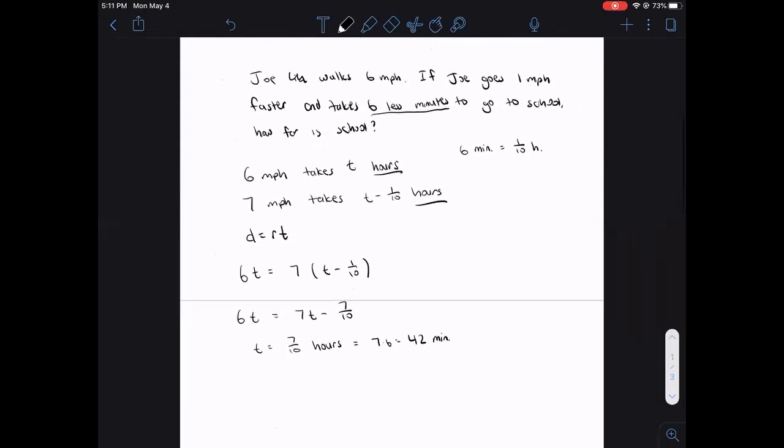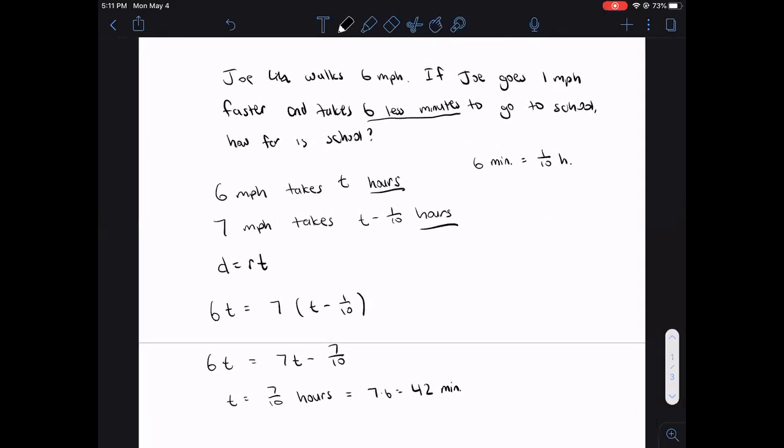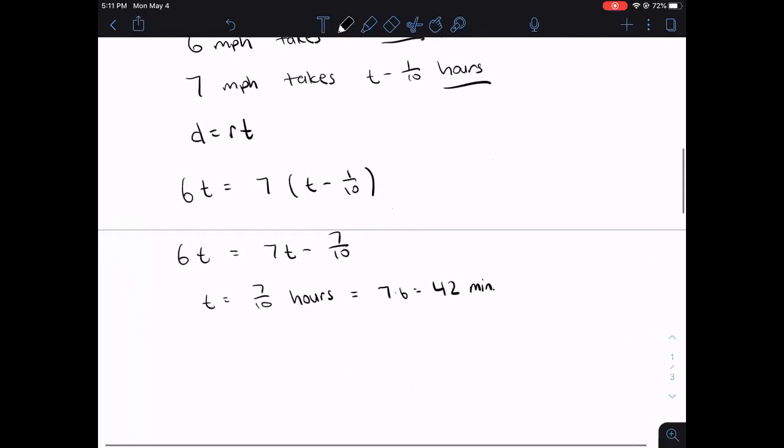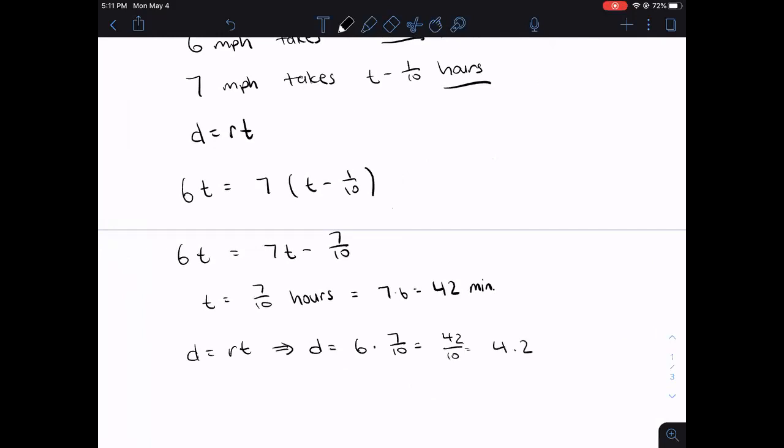So what does the question ask? How far is school? So that means when Joe walks 6 miles per hour, it takes 42 minutes. And since T equals 7 over 10 hours, we use D equals RT one last time. So distance is 6 times 7 over 10, which is 4.2 miles. And that's it for this problem.